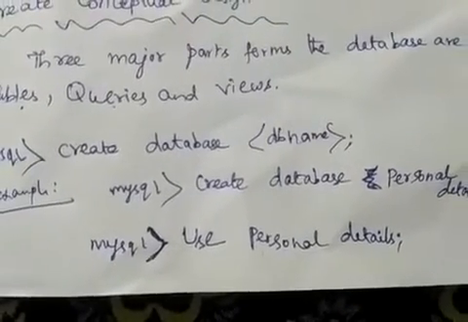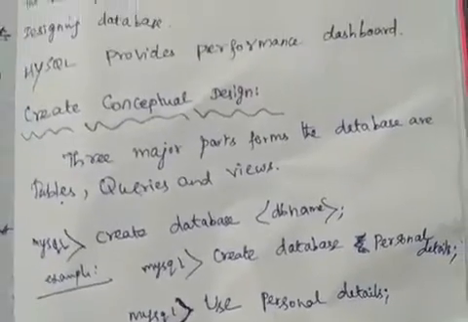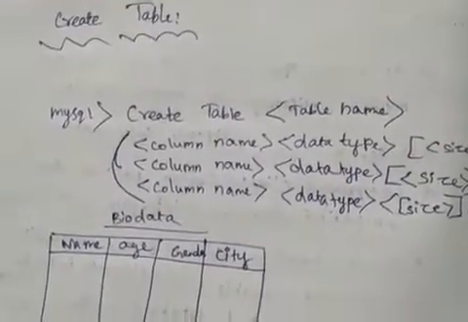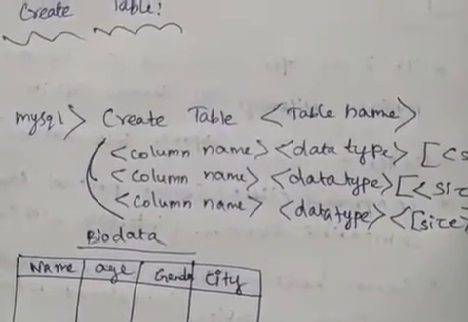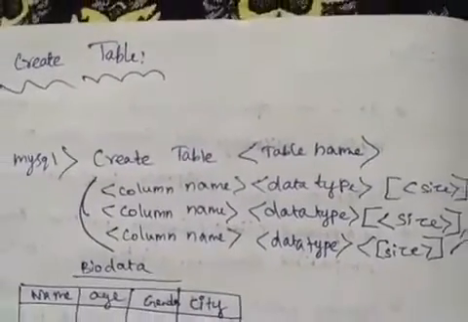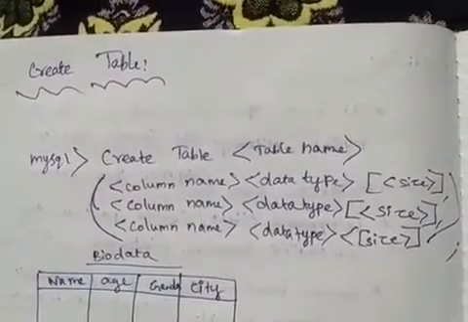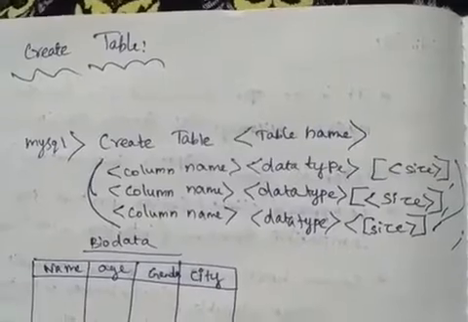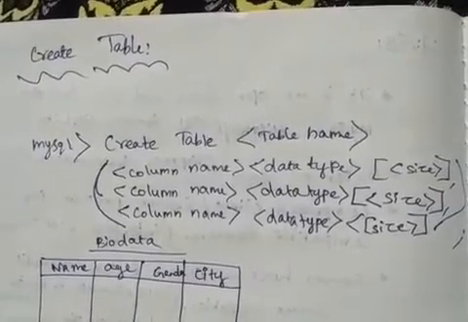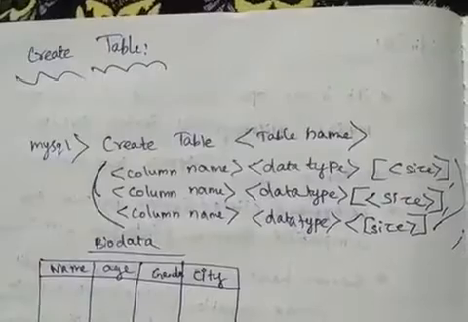In your book they have given this example. With the help of the use command we are activating the database. So now we are in the personal details database. In the databases, if you type the command show databases, the databases are displayed on the screen.